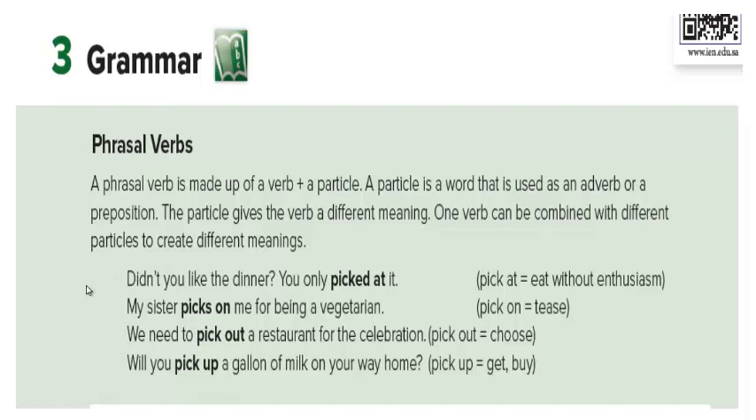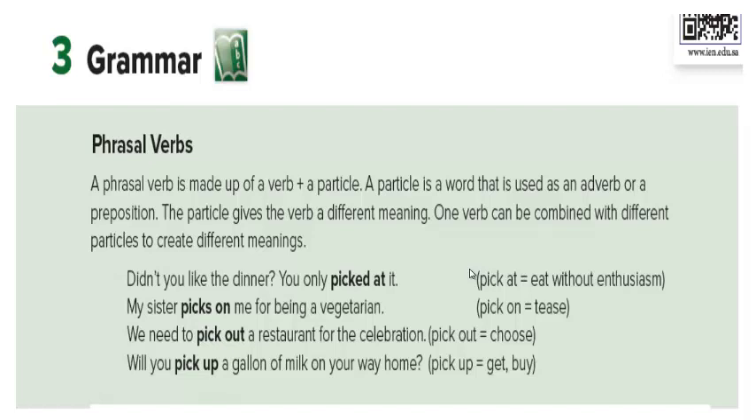Again, this part. Phrasal verbs are made up of a verb plus a particle. A particle is a word that is used as an adverb or a preposition. The particle gives the verb a different meaning from its own meaning. One verb can be combined with different particles to create different meanings. I would like you to notice the forthcoming sentences.